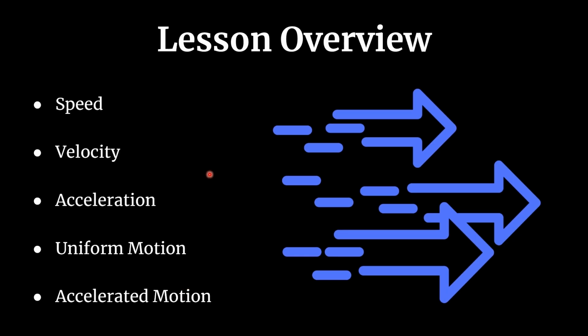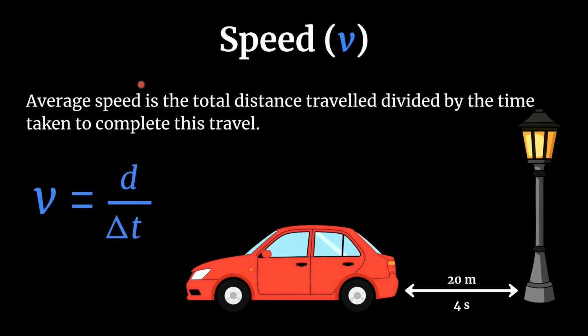In the previous lesson, we defined distance as either the space between an object and a point, or the total length of the path traveled by an object. And so, therefore, the speed of any travel can be calculated by taking the total distance traveled divided by the time taken to complete this travel. Speed is a scalar because you are dividing one scalar, distance, by another, which is time.